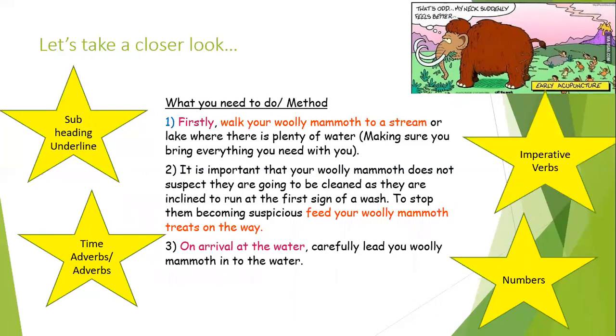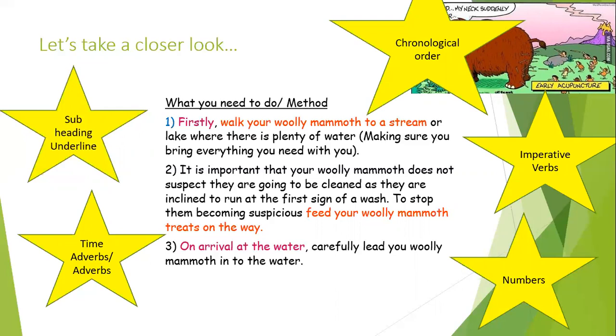The next is imperative or bossy verbs. So using those verbs, just like feed your woolly mammoth treats on the way, will get you another star. And the last star you can earn is: are your steps written in chronological order? Remember, that's in time order, so the first thing you need to do goes first.